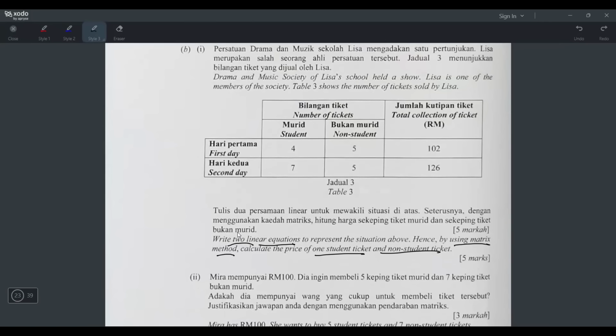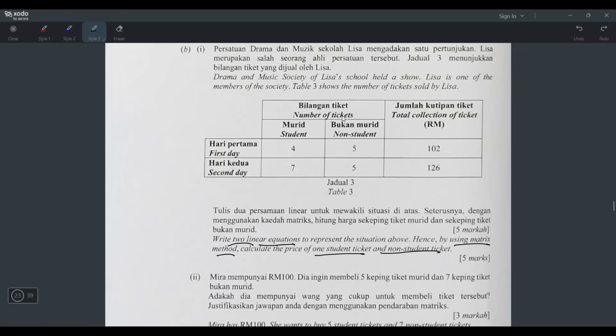But first we have to write the two equations first. So how to write the equation? Okay. First we need to know what the X and Y represent dulu. Okay. And this question memang always comes up one lah in your paper 2. In the trial paper mesti ada satu soalan macam ni. So I always teach the same way. You need to know what the X and Y represent first. And in this question they never say it.